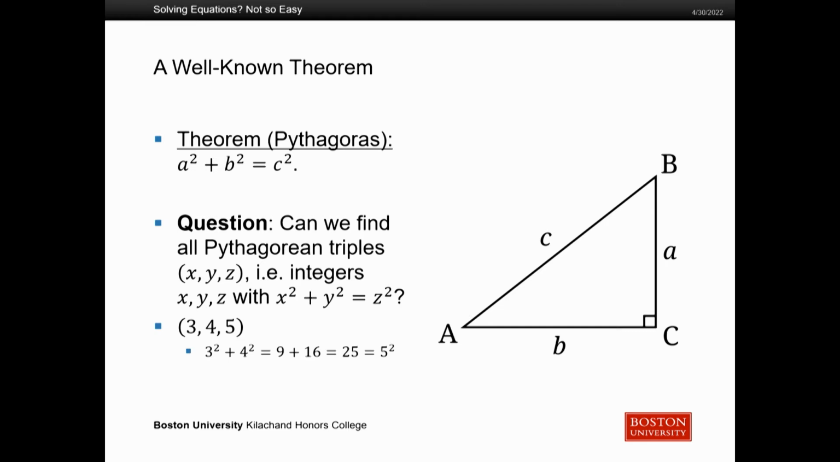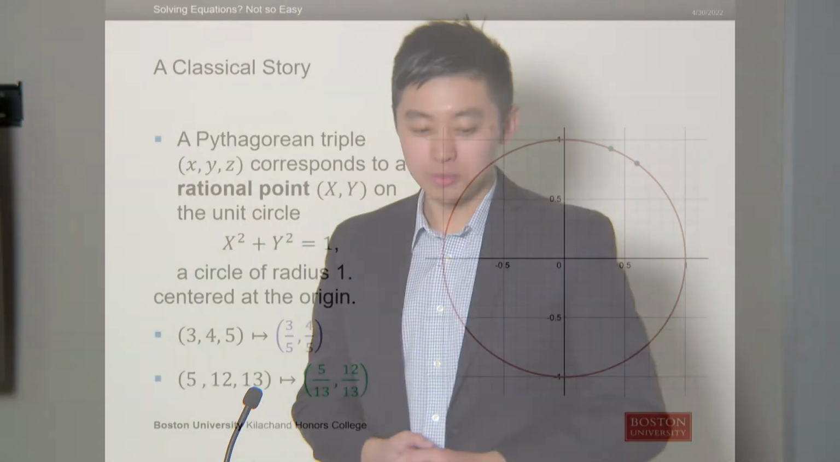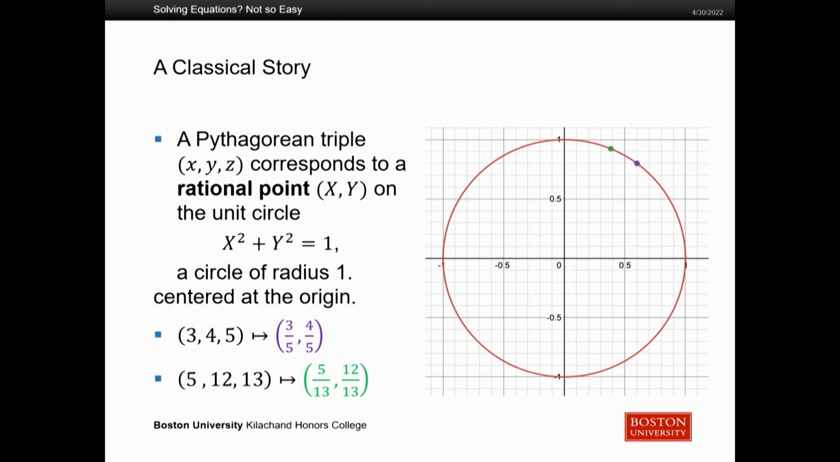So this is a question of finding integer solutions to this equation, x squared plus y squared is equal to z squared. Okay, and then we do some equation manipulation, and it turns out that this is the same thing as finding rational solutions to the equation x squared plus y squared is equal to 1. Or another way of saying this is to find rational points on the unit circle, x squared plus y squared is equal to 1. Before I tell you more about what rational points are, let's just look at some examples. For example, the Pythagorean triple 3, 4, 5 corresponds to the purple point that you can see on the slide, and the triple 5, 12, 13 corresponds to the green point that you can see on the slide.